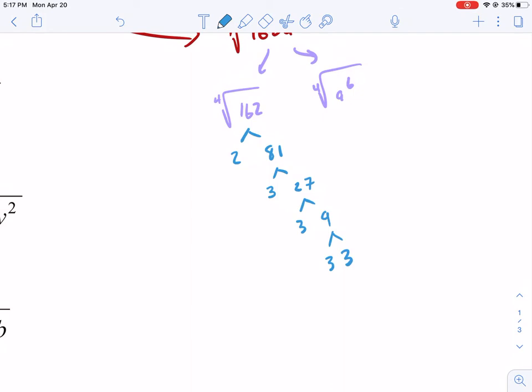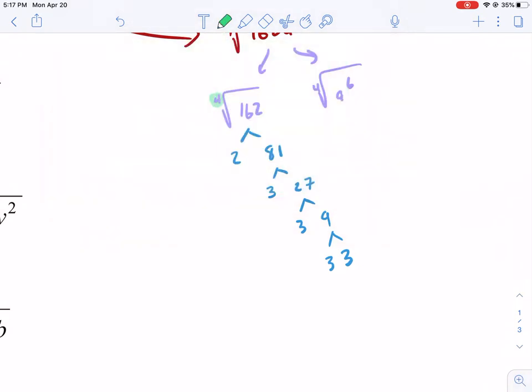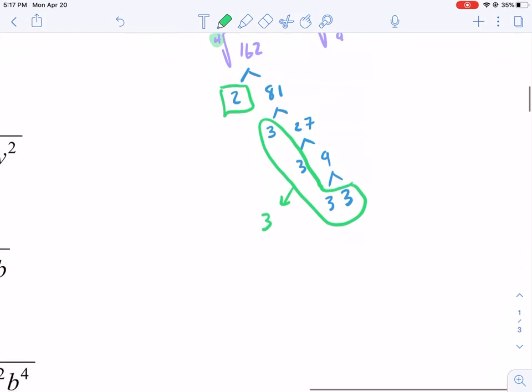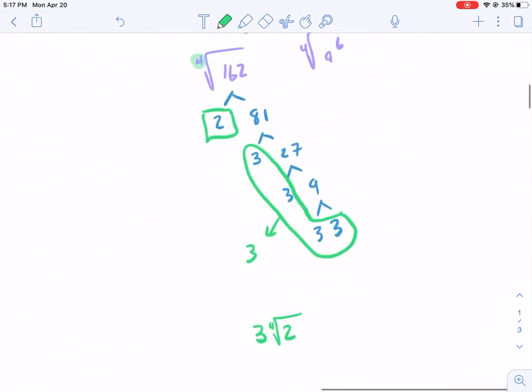Okay, now, what am I looking for? Well, I need to look at the index to indicate what are my group sizes. My group sizes are 4. So I need to look for 4 identical numbers, and that's the 3. 1 3 is going to leave the house, and the 2 is going to stay home. So we can rewrite this as 3 4th root of 2. And we're done with the first part. Let's look at the second one.